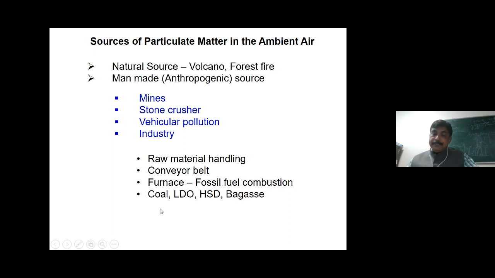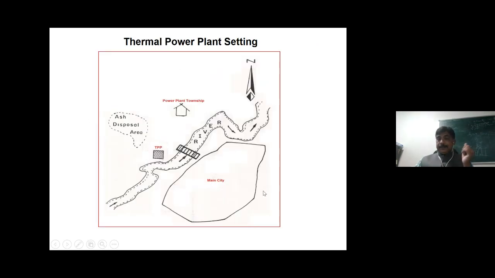Furnace, where fossil fuel combustion takes place. Fossil fuel may be coal, LDO, HSD, or bagasse, which is actually from the cane juice. Once we remove the cane juice, what is left is the bagasse. So all these things go as a fuel, then cause combustion and subsequent emission. So now we'll go to power plant.